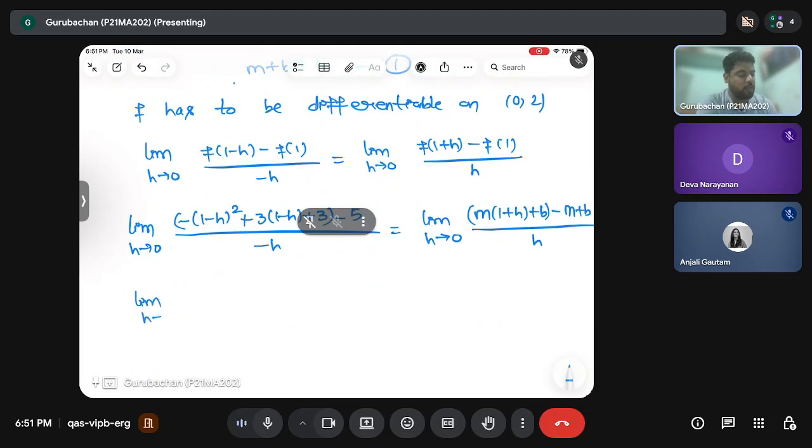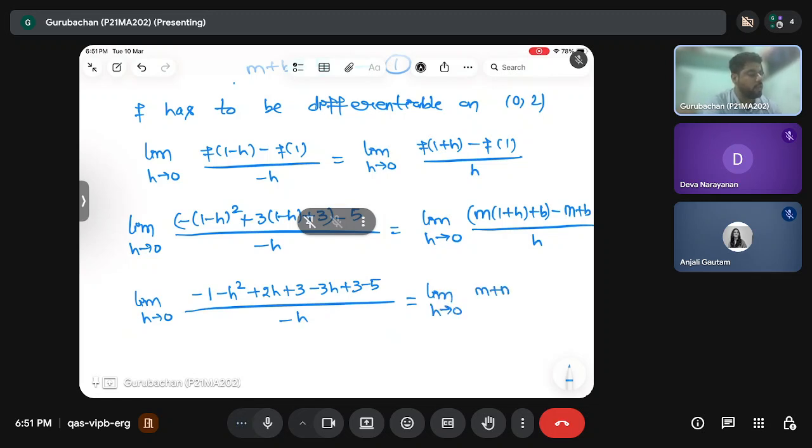Limit h tends to 0. So from here, if you will observe that, you will get minus 1 minus h square plus 2h, and from here 3 minus 3h plus 3 minus 5 divided by minus h. Limit h tends to 0, m plus mh plus b minus m minus b divided by h. So you need to solve this.